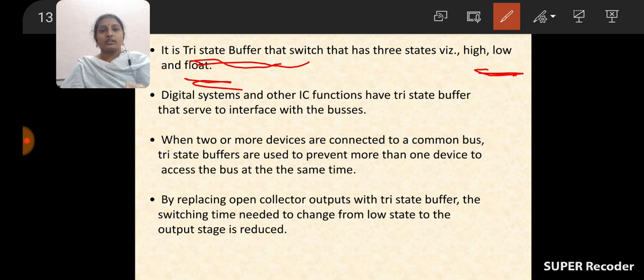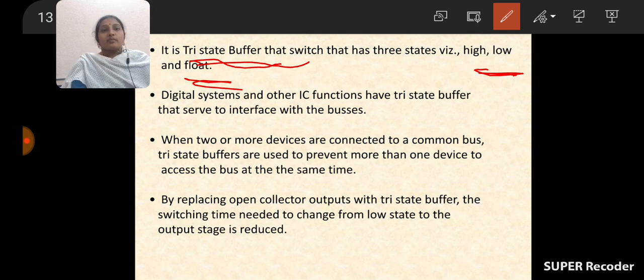With the help of these 3 states, whatever input we apply to the buffer is passed to the next stage. So see here, digital systems and other IC functions have tri-state buffers that allow interfacing between the buses.